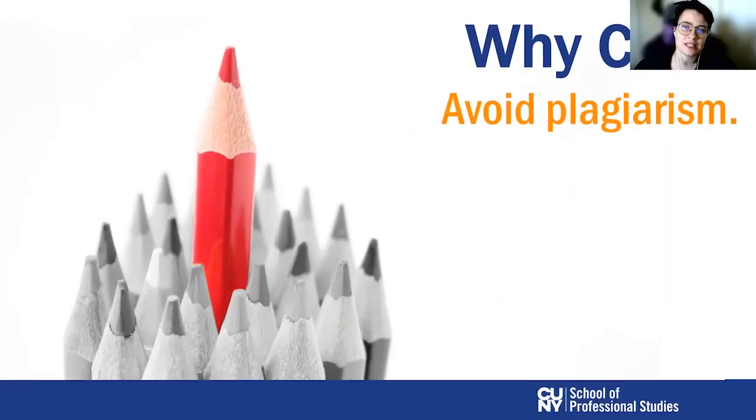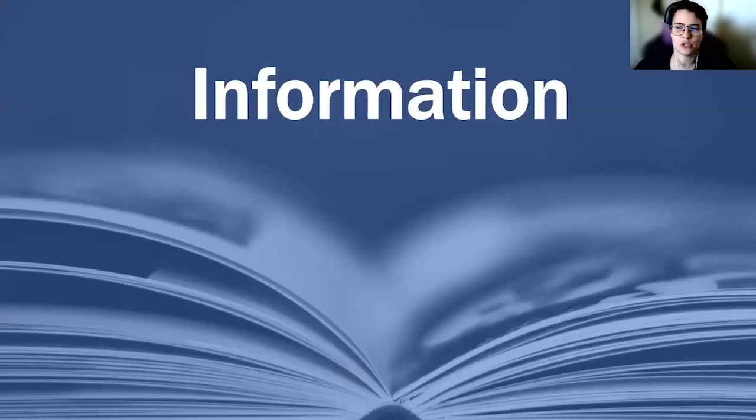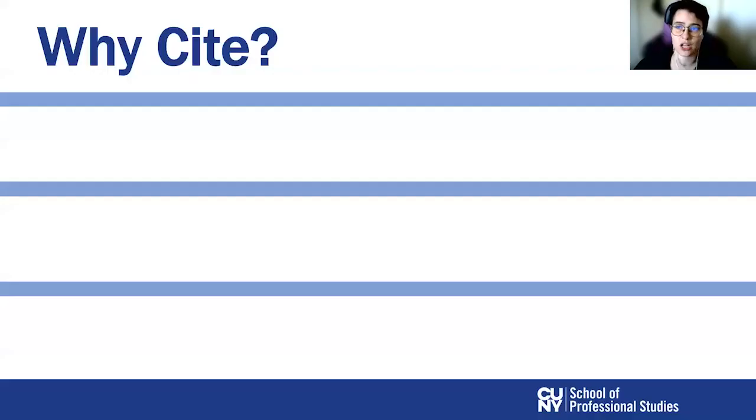So why is it that we cite? Obviously to avoid plagiarism, but why else? In college and graduate school, whenever you present information or ideas from a source outside of yourself, you're expected to give credit and show where you found that information.